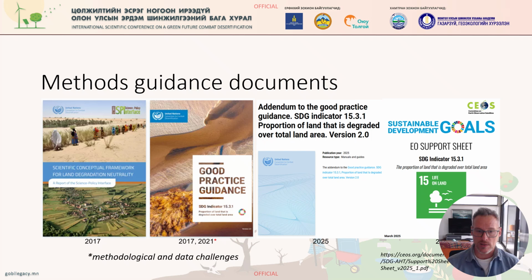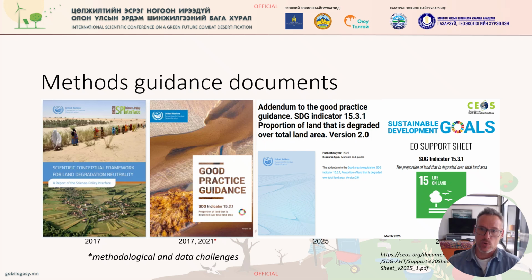There's a couple of good resources here. The good practice guidance document is one that I led out of CSIRO, and that really describes how countries can use Earth observation to map and monitor land degradation in their country. There's recently been an addendum to that which clarifies some issues around what time periods data should be aggregated and how to interpret degradation at the pixel level when changes have occurred in pixel level degradation over time.